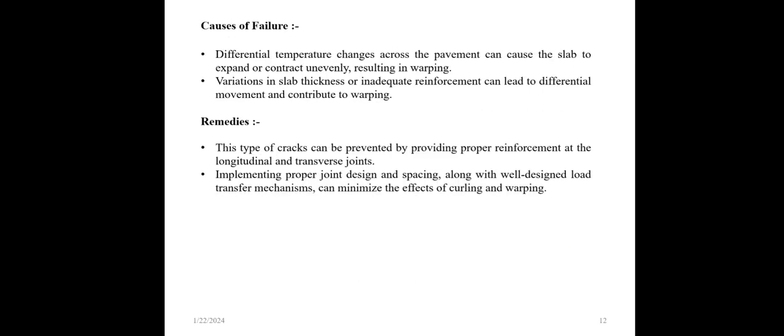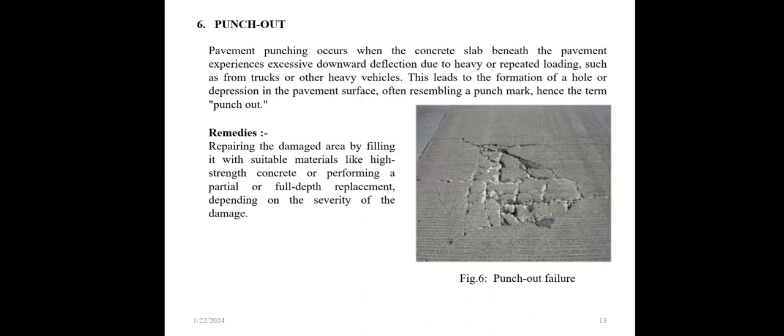Causes of failure. Differential temperature change across the pavement can cause the slab to expand or contract unevenly, resulting in warping. Variation in slab thickness or inadequate reinforcement can lead to differential movement and contribute to warping. Remedies. These types of cracks can be prevented by providing proper reinforcement at the longitudinal and transverse joints. Implementing proper joint design and spacing along with a well-designed load transfer mechanism can minimize the effect of curling and warping.